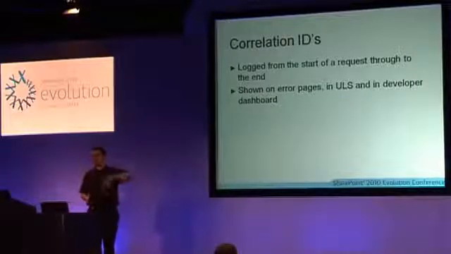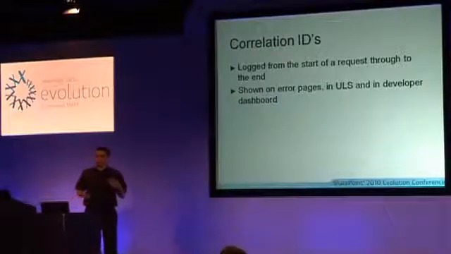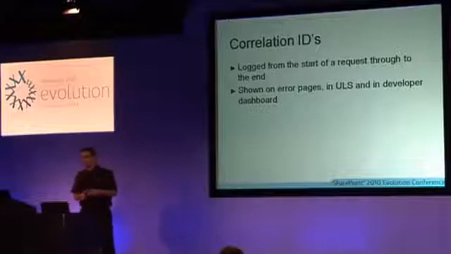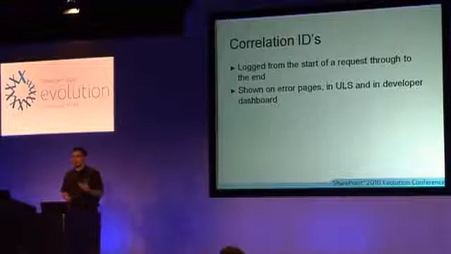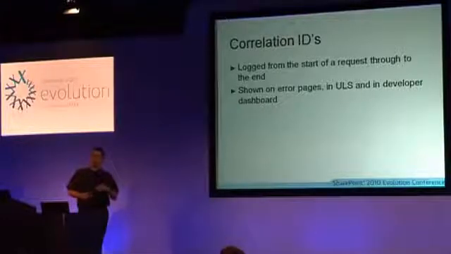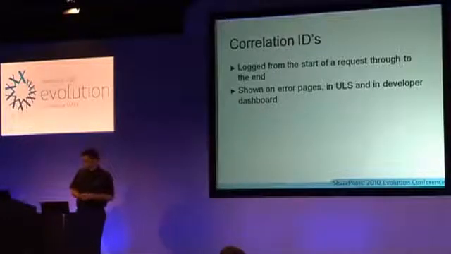So there's no more of this scrolling up and down the ULS logs to find what you want. You can just filter and search on that correlation ID. They're shown on the error pages, shown in ULS, and shown in the developer dashboard. And if you haven't heard of that, again, I'll try and show that to you shortly.